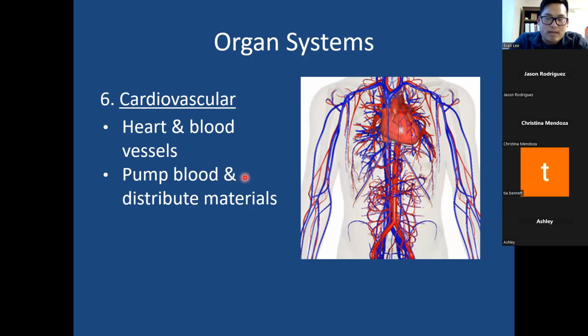Now, our next system is called the cardiovascular system. This one has some words in it that you're probably familiar with. Cardio, what does cardio mean? And then vascular, what does vascular mean? Cardio is pretty self-explanatory: when you do cardio exercise, what are you trying to work out?